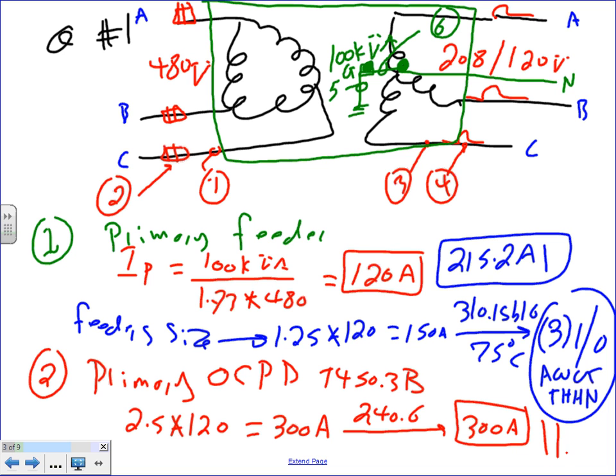Is 300 a standard circuit breaker or fuse size? And if it's not a standard, what do you do? You go down. But we happen to have a standard, right? 2.5 times 120 is 300. If it's not a standard, though, had we come up with 299, the next standard size down is 250. In my case, we hit the jackpot and we're good. Any questions about this?